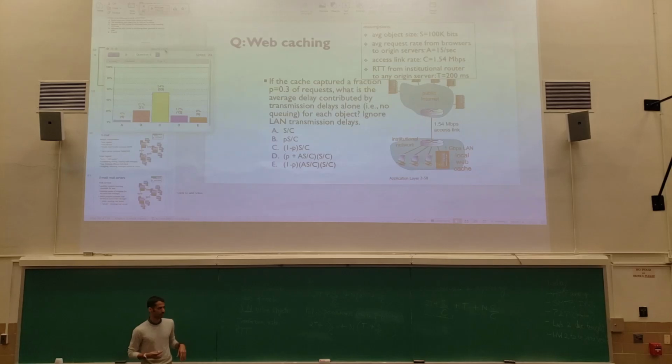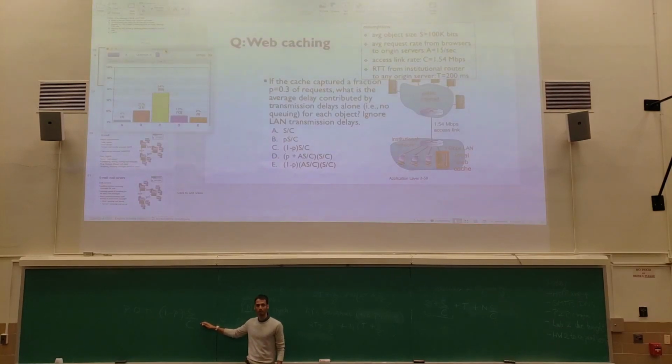We'll pretend that in this question. In the 1 minus P probability, the expected transmission delay is P times 0 plus (1 minus P) times, for each object, S over C. That's the transmission delay for each object. It also says there's no queuing, so that's it. This is the expected transmission delay. That's choice C. So it's not this one.